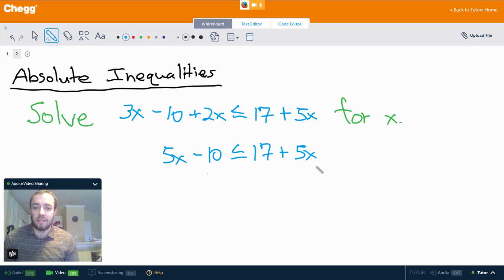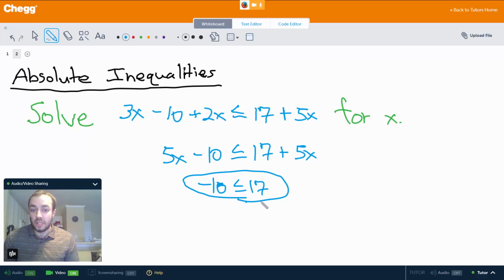Now here we have a 5x and a 5x, so let's subtract 5x from both sides. When we do that, we end up with negative 10 is less than or equal to positive 17. Notice all the x's have disappeared from the inequality. So how do we interpret that? What does that really mean? Well, this inequality is basically saying, give me a value of x such that negative 10 is less than or equal to 17.